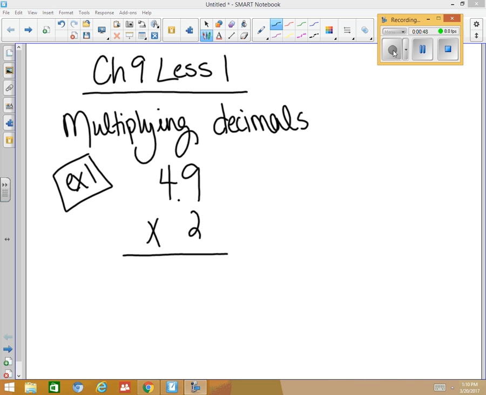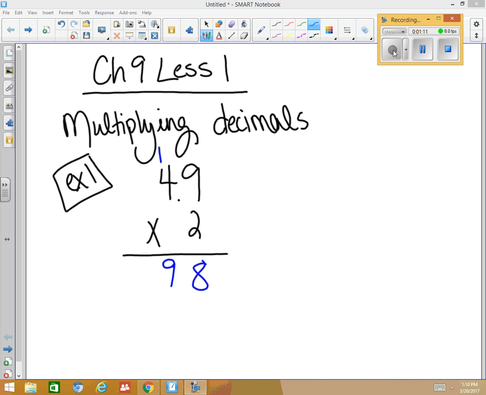Isn't it just like multiplying? It is, and it's multiplying just like normal. What is 2 times 9? 18. So 8, carry my 1. 2 times 4 is 8, plus 1 is 9. Now, how many decimal places do I have in these two numbers?